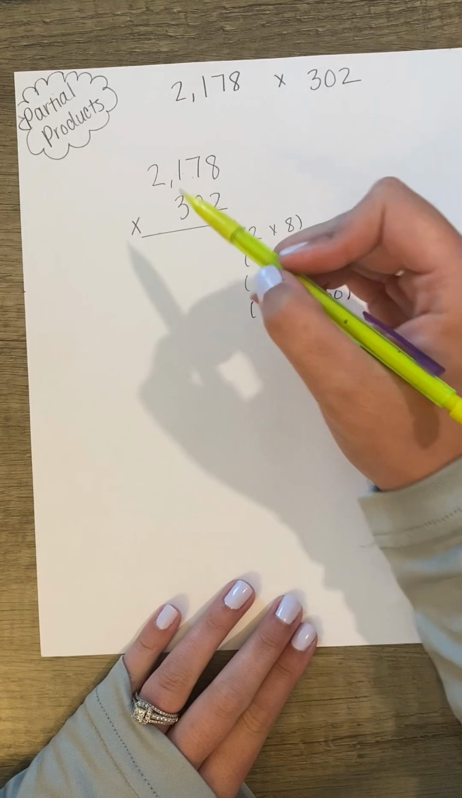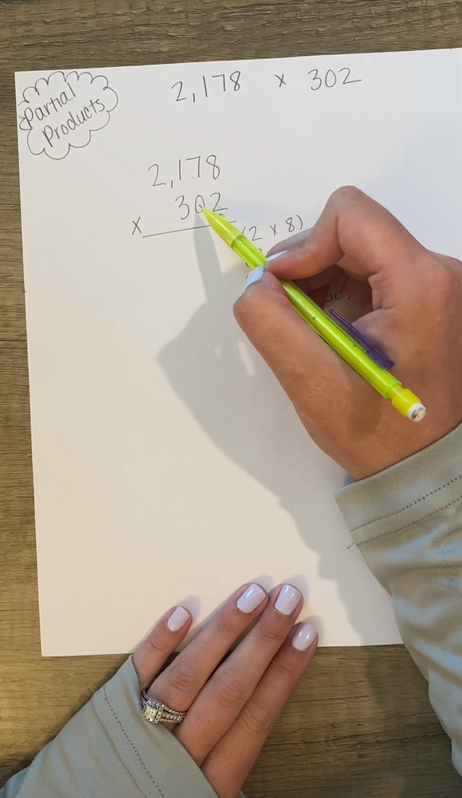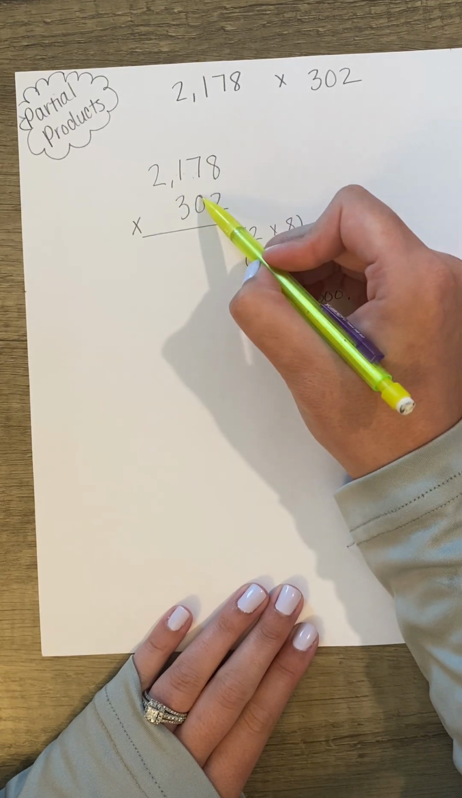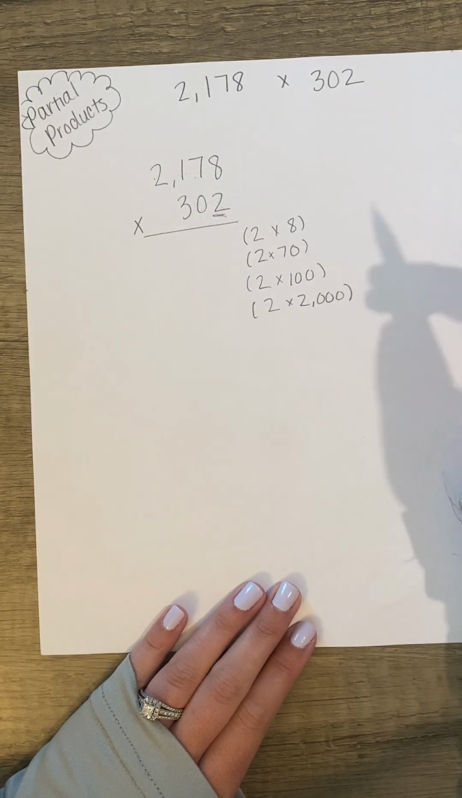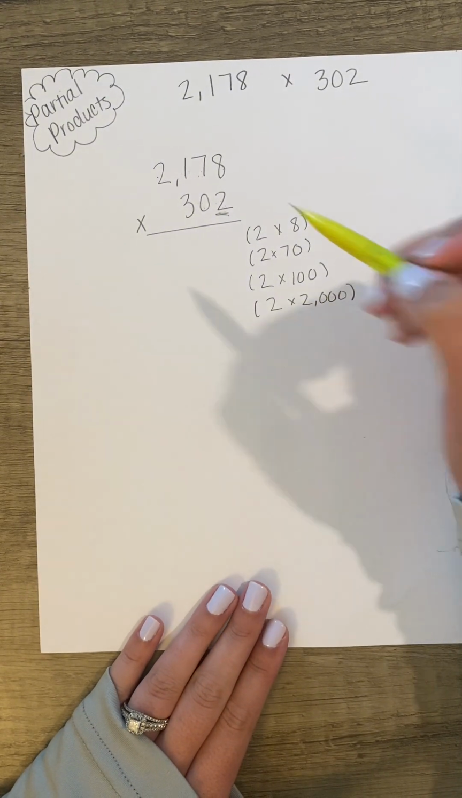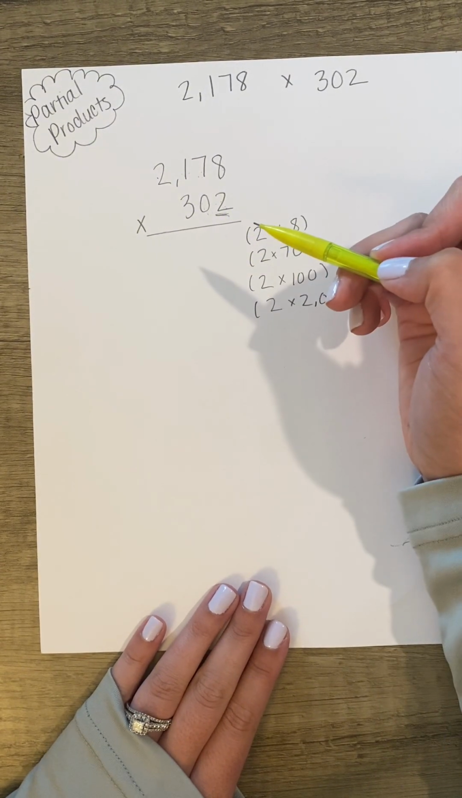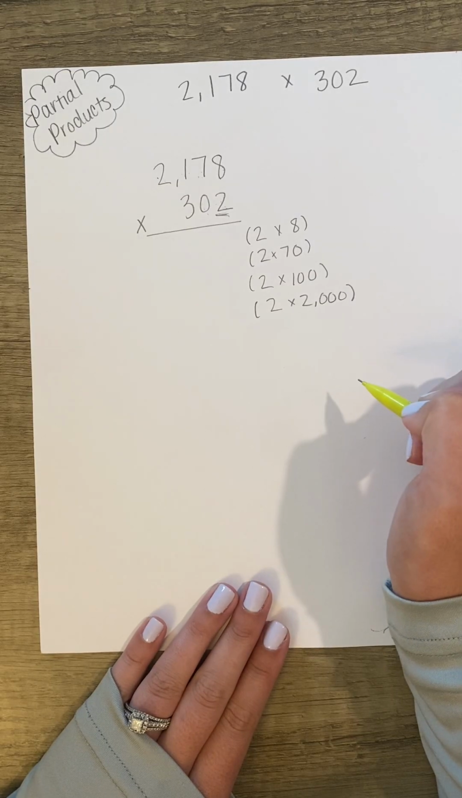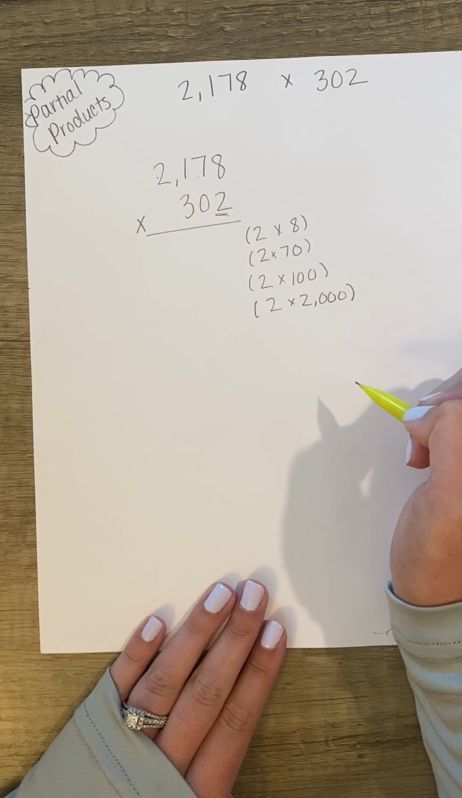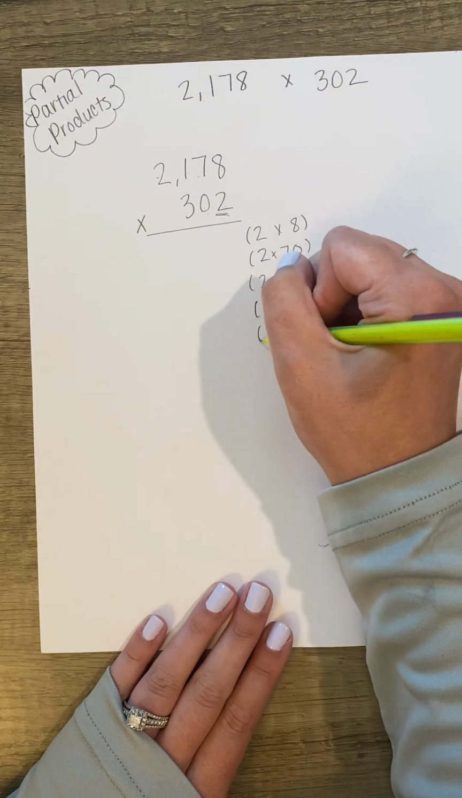So the next one is going to be the 0. So 0 times 8, 0 times 70, 0 times 100, 0 times 2,000. Now you might be thinking to yourself, if all of them are going to be zeros, because if we multiply by 0, we get 0, do we really need to write them down? No, you don't, but I'm going to, just so you guys have the full picture of what I'm doing.